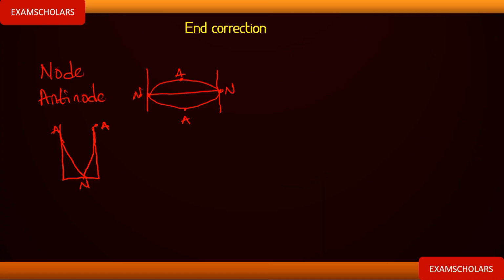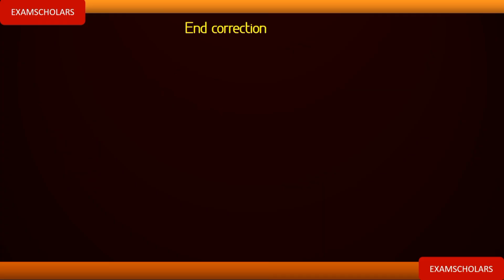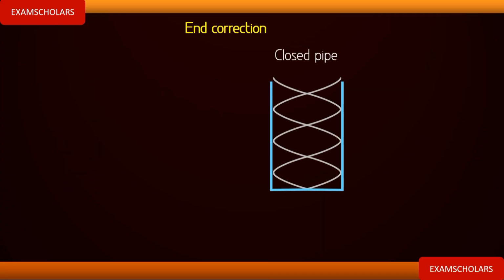Now let's quickly analyze end correction. So let's have a closed pipe as shown. Looking at this closely, we observe that the antinode is formed just right outside the length of the pipe. So we need to take this into consideration when we are dealing with pipes. This is the length of the pipe. This is the end correction shown here, the distance between the end of the pipe and where the antinode will be formed.